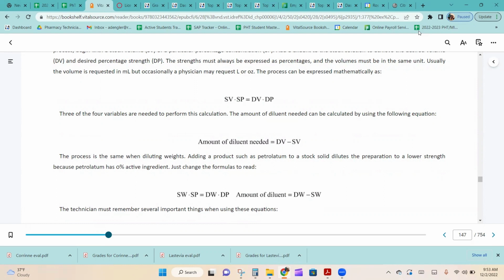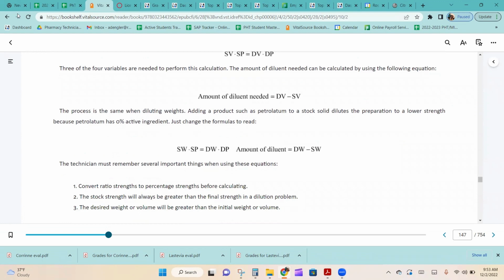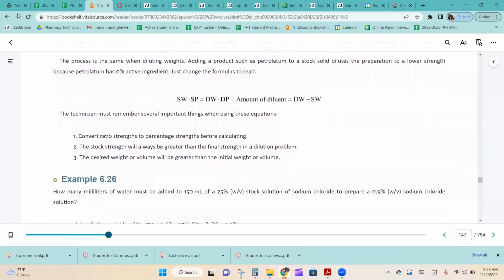Three of the 4 variables are needed to perform this calculation. The amount of diluent needed can be calculated by using the following equation. So the amount of diluent needed is equal to DV minus SV. The process is the same when diluting weights. Adding a product such as petroleum to a stock solid dilutes the preparation to a lower strength because petroleum has 0% active ingredient. Just change the formulas to read this way.